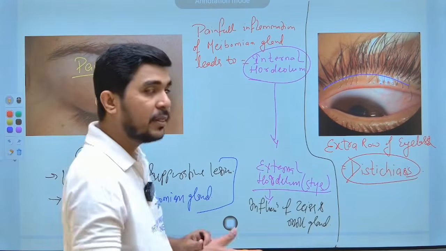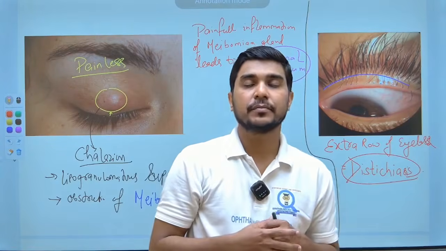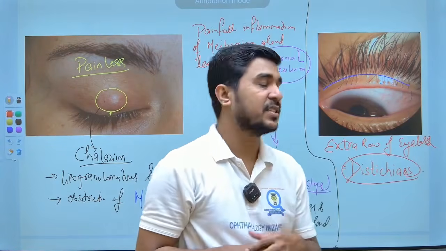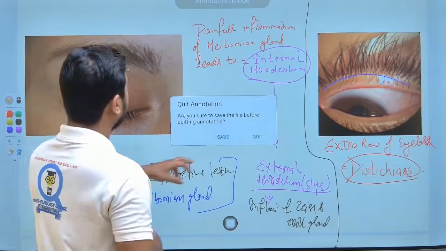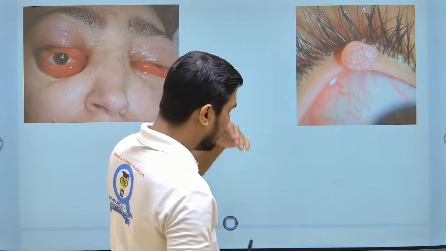Dystichiasis. When the eyelashes are rubbing your cornea, this is called trichiasis. See this and see that.